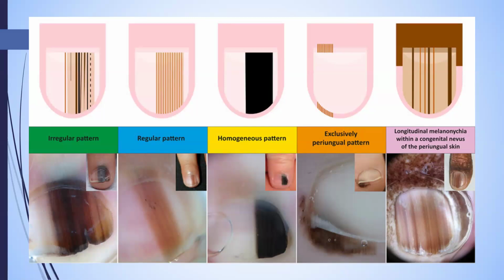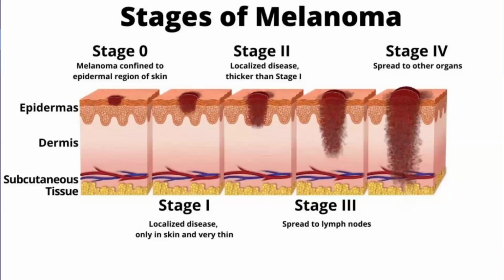So as I told you, melanoma can occur in the skin, it can occur in the nail, it can occur in the mucosa, that is the oral cavity or anal cavity. And then you have the stages of melanoma. It can be confined to the epidermal region of the skin, right? This is the epidermis, if you remember. This is the dermis, and then comes a fatty layer, the hypodermis or subcutis. So stage 0, if it is just in the superficial epidermis, right? Stage 1, it's in the skin and it's very thin. It's only in the superficial layer alone.